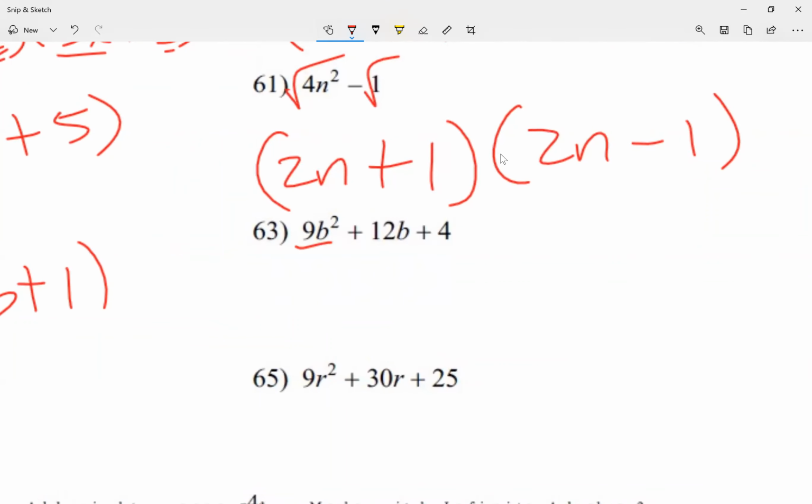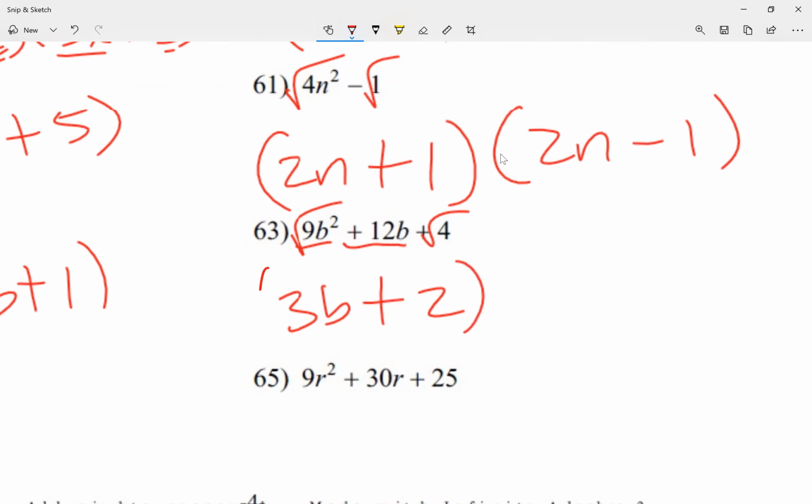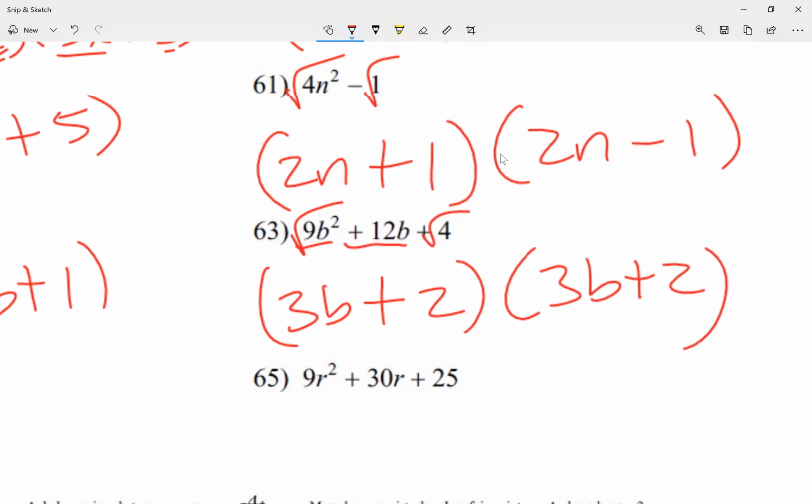The square root of 9b squared is 3b. So I did the square root. The square root of 4 is 2. 3b times 2 is half of the middle term. So this is a special case. I noticed the middle term is a plus 12b. So it has a plus sign, so I'll respect the sign. So I'm going to have 3b plus 2 twice. We call this the perfect square because you have the same parentheses twice.